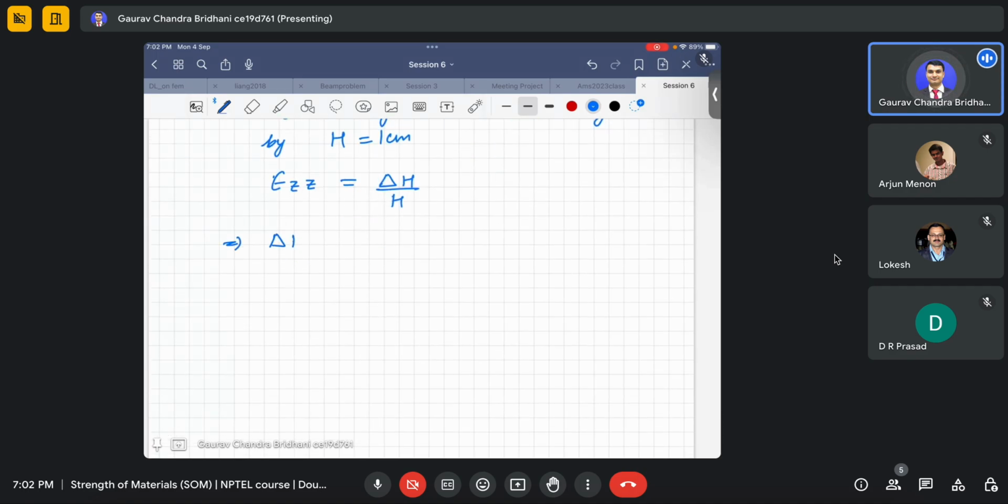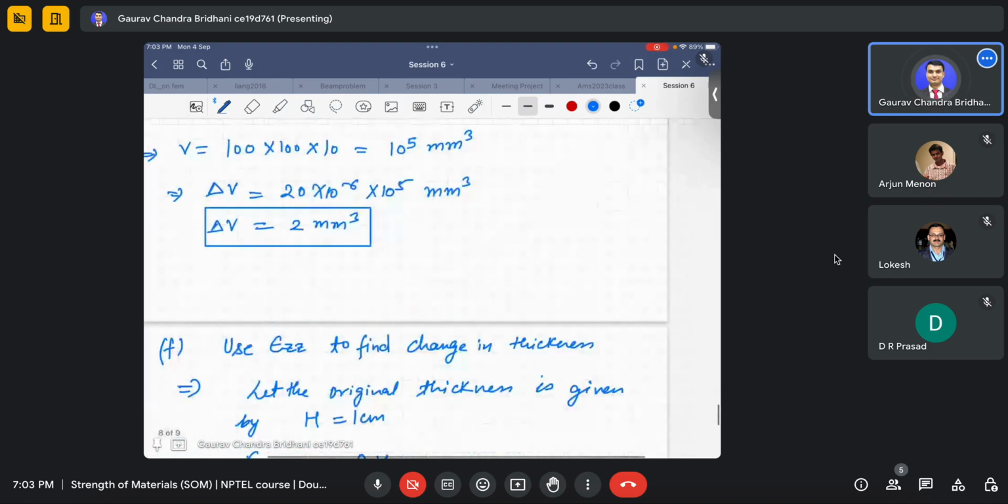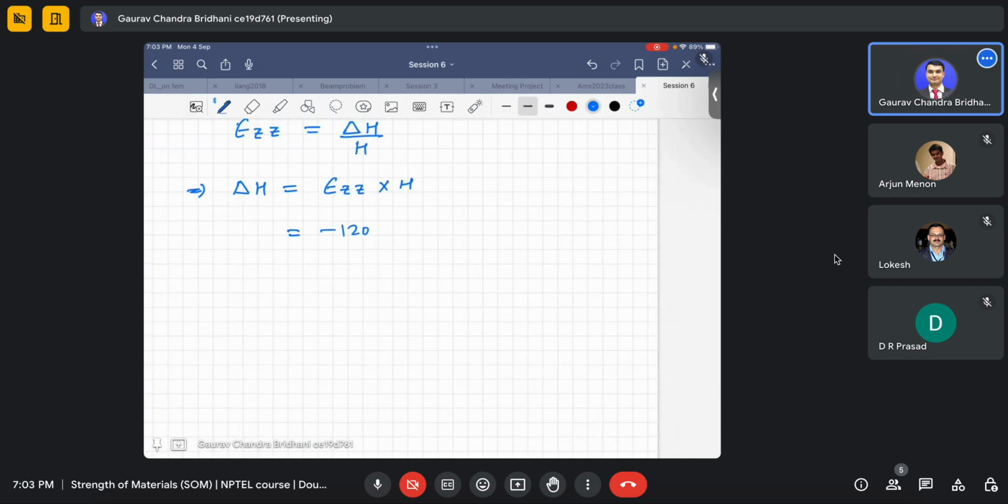Now we need to find delta h. So delta h will be epsilon zz into h. What is epsilon zz? Epsilon zz is minus 120 into 10 to the minus 6 mm per mm, and into h in mm, which is 10 mm, since 1 centimeter is 10 mm. Therefore it will be minus 120 into 10 to the minus 5 mm. This will be the change in thickness of the plate.